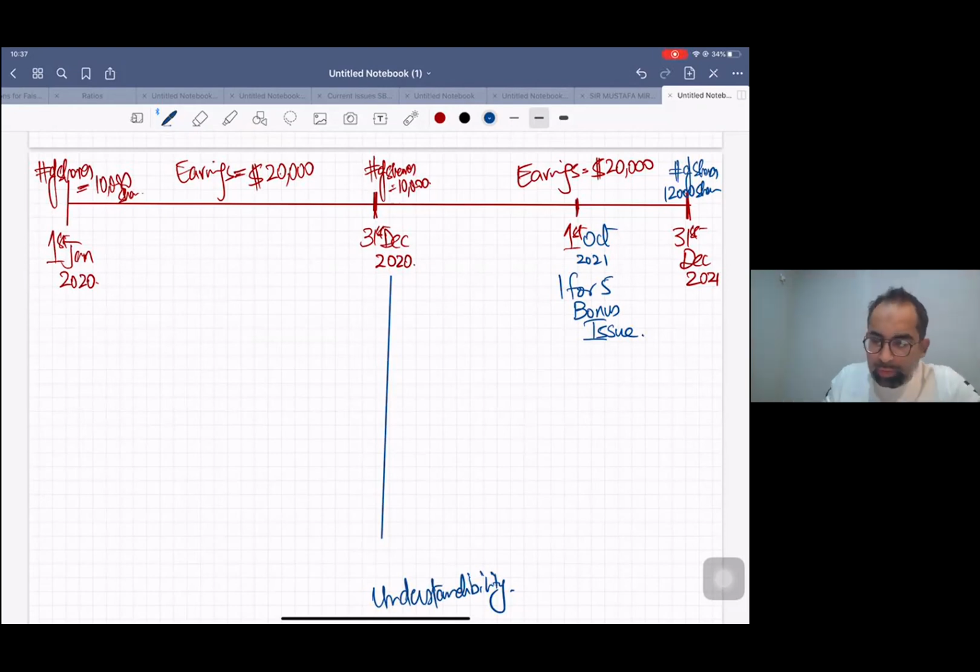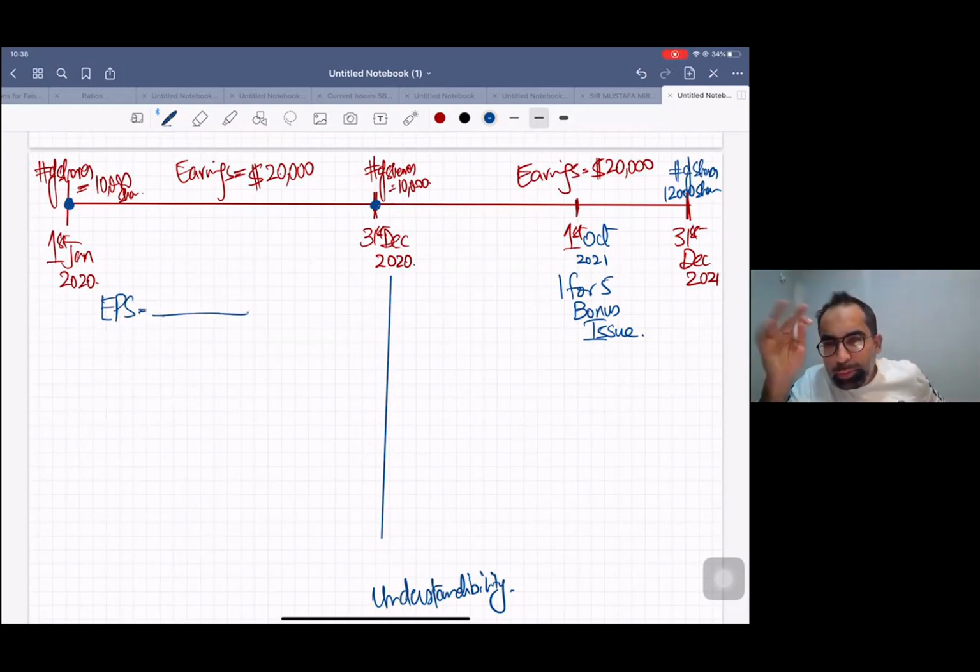It's very easy. First of all, this is the first year, 1st of January 2020 to 31st December 2020. Listen, as there are no new shares in the first year, at the beginning of the year the number of shares was 10,000, and at the end of the year it is also 10,000.